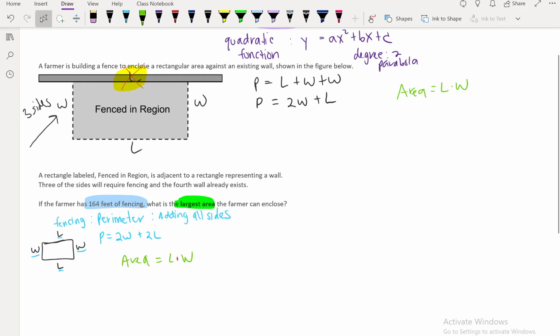Now, it gives you some pieces of information. It particularly says how much fencing you have. So you have 164 feet of fencing. So this is your perimeter. So your perimeter, you really have 164 is equal to 2W plus L. So what you can do here is isolate for L.